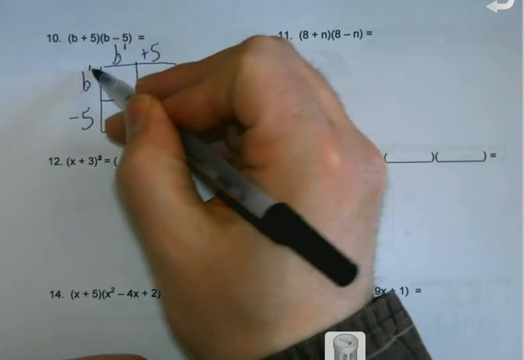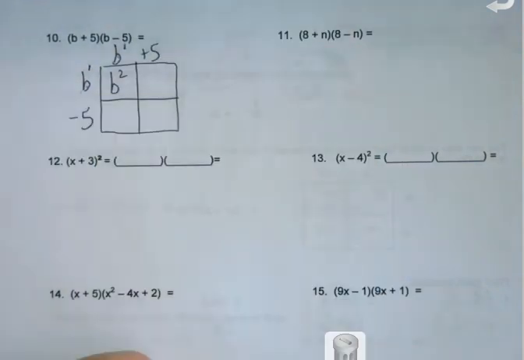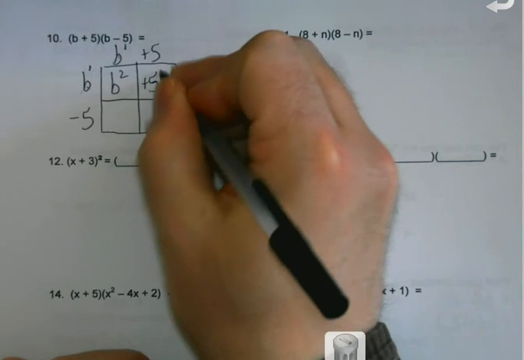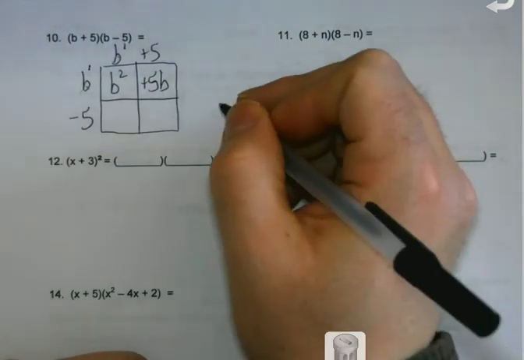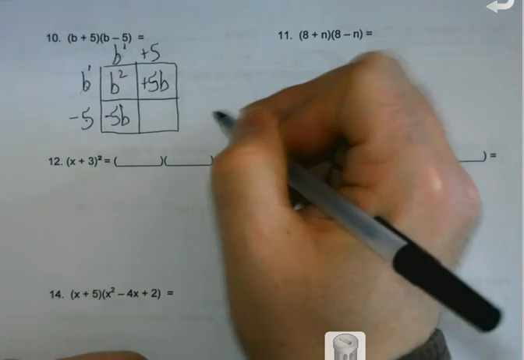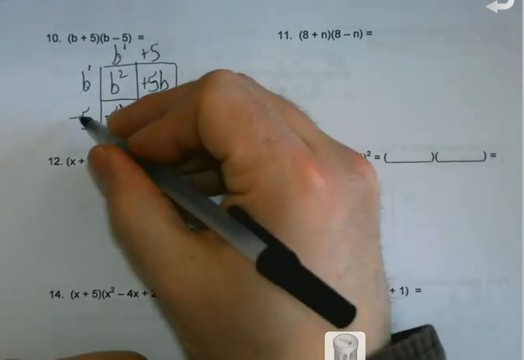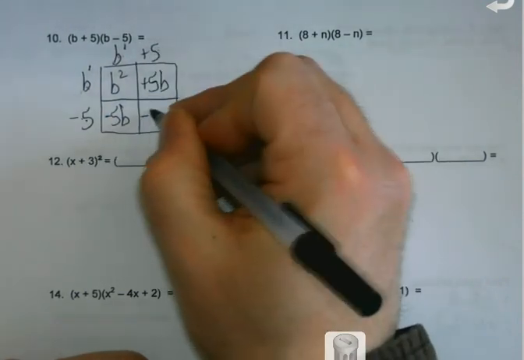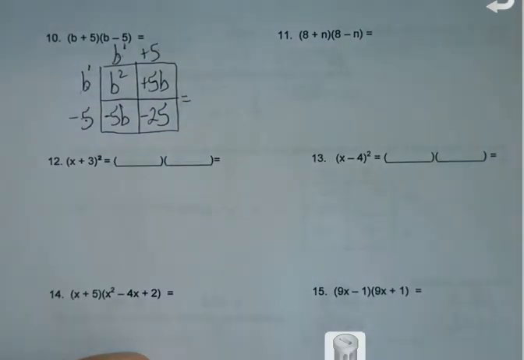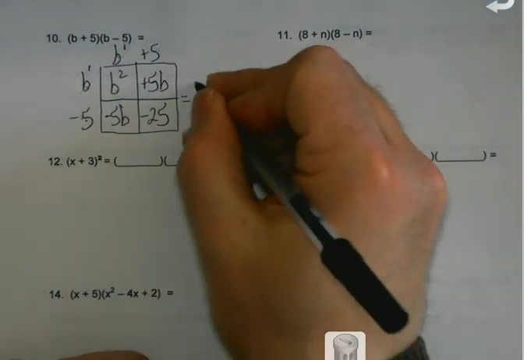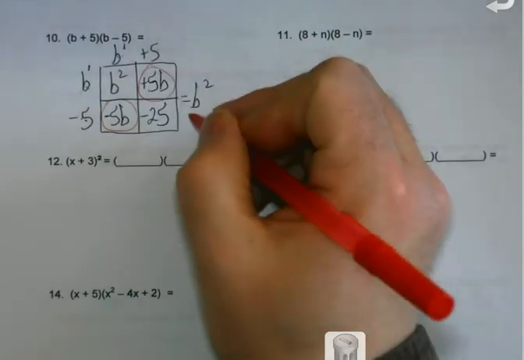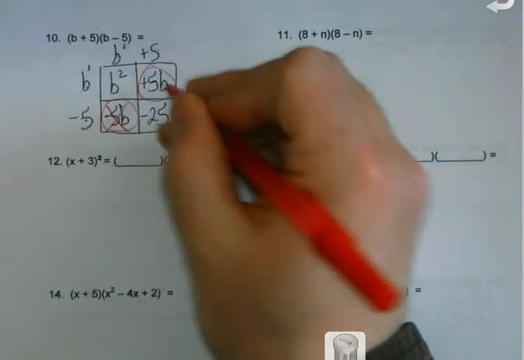B times b, add my exponents, b to the second. B times 5 is 5b. Negative 5 times b is negative 5b. And negative times positive is a negative 25. Now here's what's special about this one. Still got a b squared, okay. But when I get to my diagonal, oh, positive 5 and negative 5, they cancel.